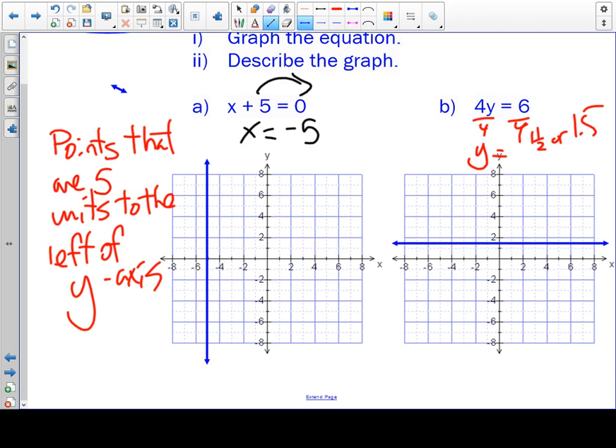And that's all she wrote. Now, it's not a bad idea to label your lines. So this is line y equals, say, 1.5.